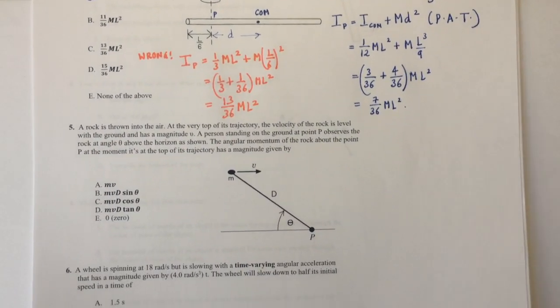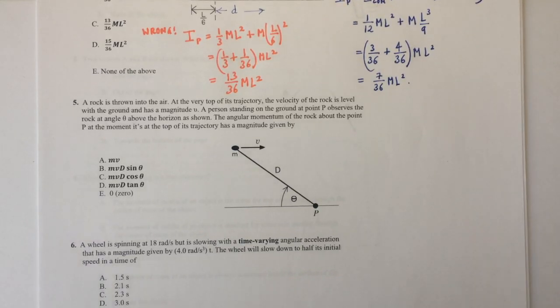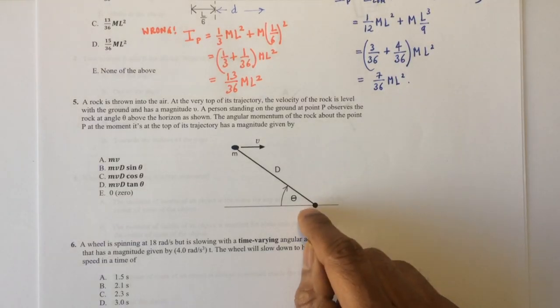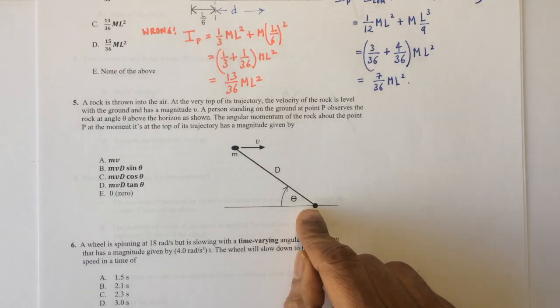Let's go to the next question. A rock is thrown into the air. At the very top of its trajectory, the velocity of the rock is level with the ground and has magnitude v. The person is observing the rock. What's the angular momentum? Magnitude.